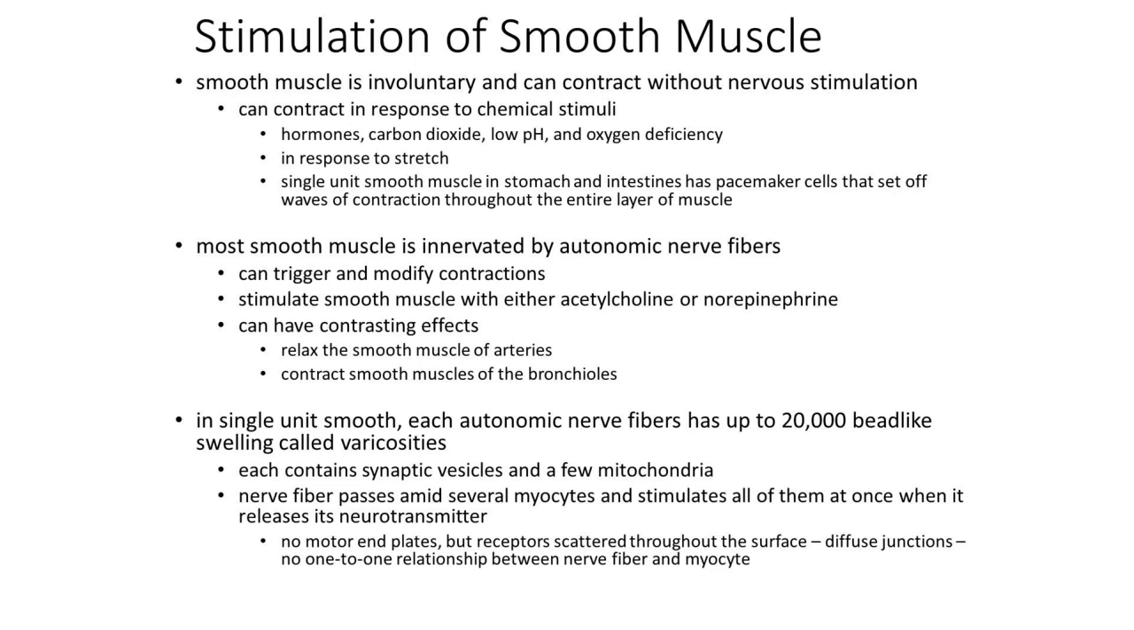In a single unit of smooth muscle, each autonomic nerve fiber has up to 20,000 bead-like swellings called varicosities. Each of these contains synaptic vesicles and a few mitochondria. The nerve fiber passes amid several myocytes and stimulates all of them at once when it releases its neurotransmitter. There are no motor end plates, but receptors scattered throughout the surface, diffuse junctions, and there is no one-to-one relationship between nerve fiber and myocyte.